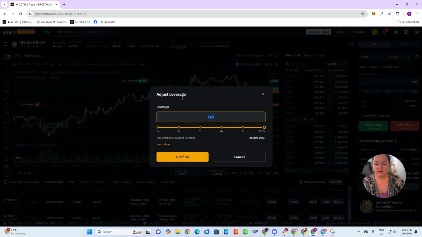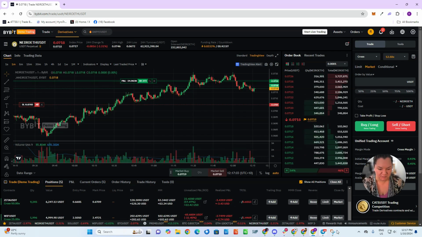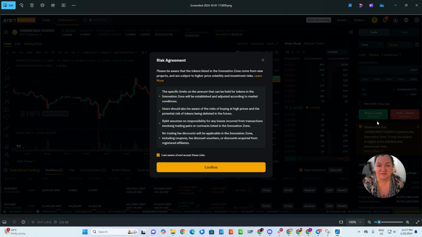So if you click on here, Bybit only gives you the option of 12.5x. That's because it just knows it's super volatile, it's brand new. It actually comes with a warning when you're about to sign up. I'm going to show you this too. So this is actually the risk agreement when you go into these super new coins that you have to sign in order to be able to trade them, because they're that new and that volatile.